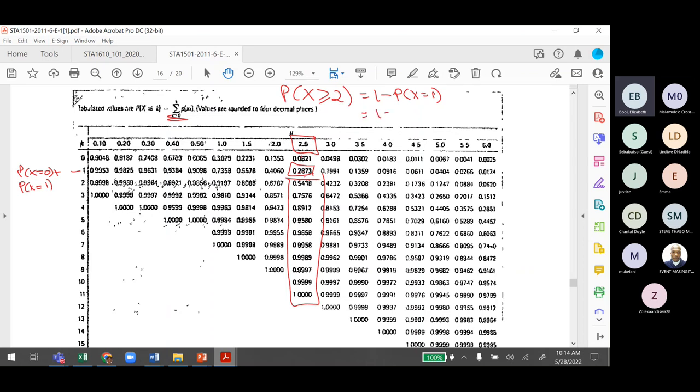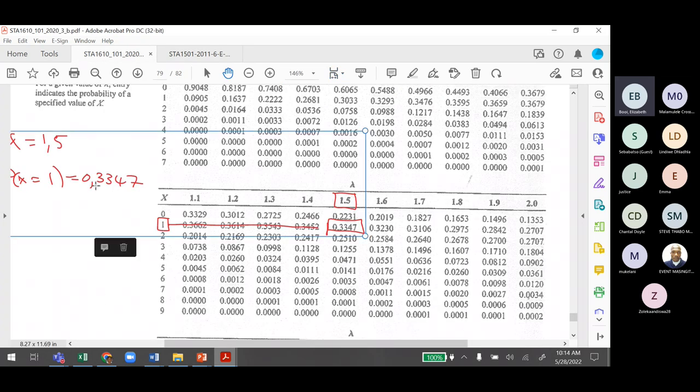We only want this value. So that will be 1 minus 0.2873, which is equal to 1 minus 0.2873, which is 0.7127. 0.7127. Those who are doing 1510, 1501, we're going to do the same.